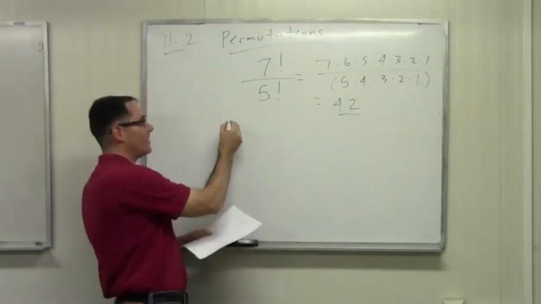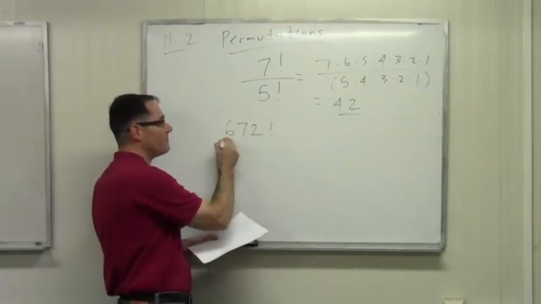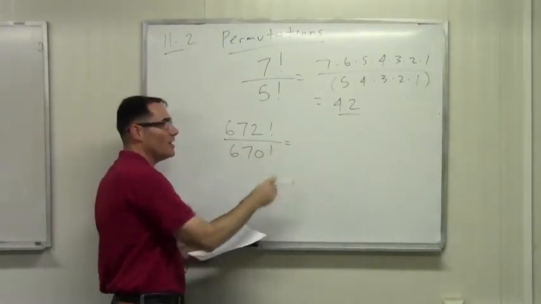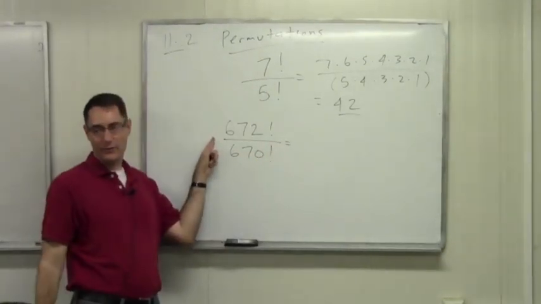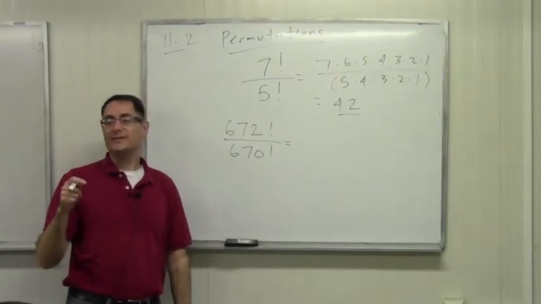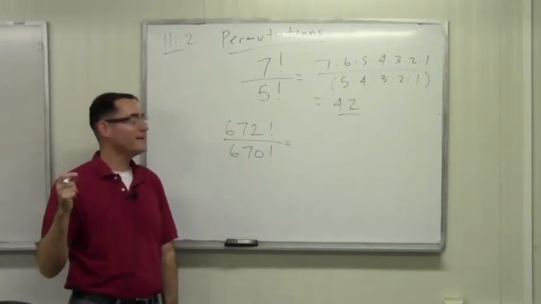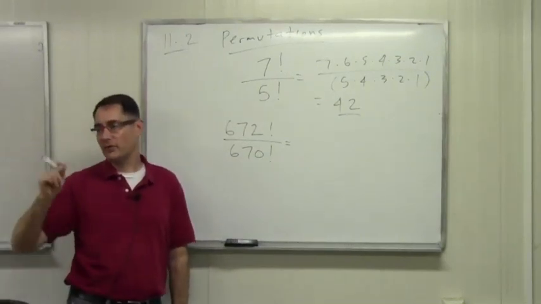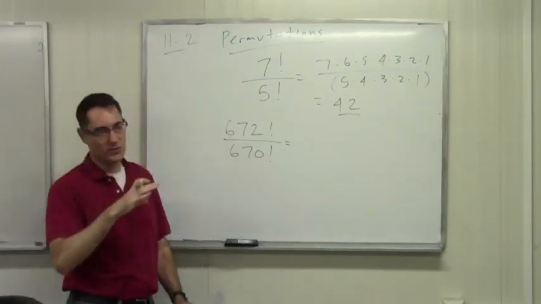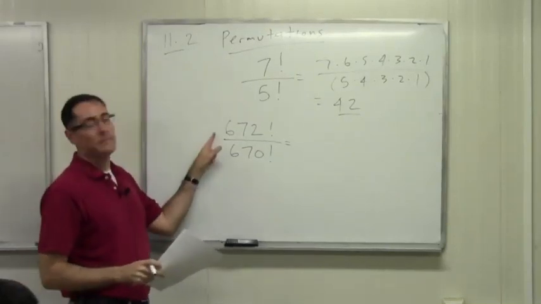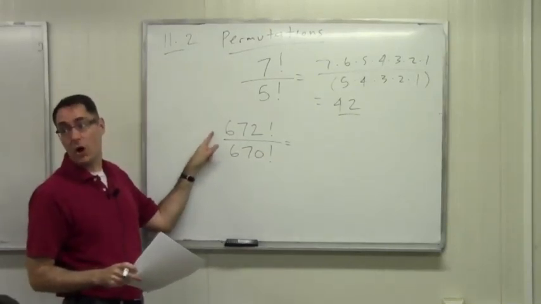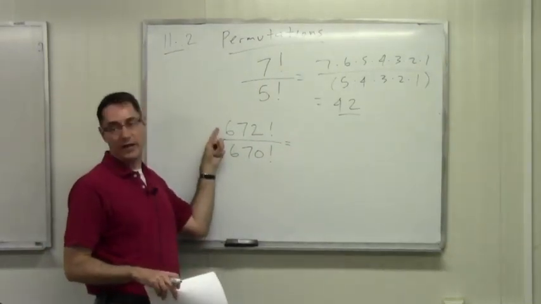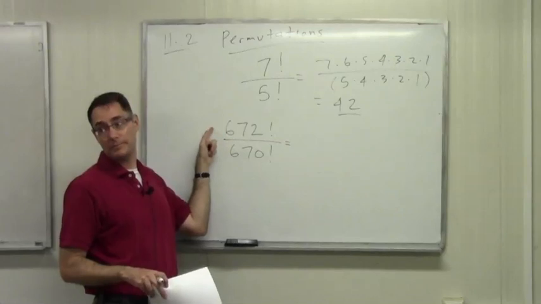What if we wanted to calculate 672 factorial divided by 670 factorial? Are you going to want to calculate that all out? Sure, 672 times 671. Well, on yours, you can. Now, be really careful with that button, because sometimes you're not going to be able to use it for things that we'll see later, but that's OK. On this one, you can't do it, because this is too big a number. That's a super huge number.